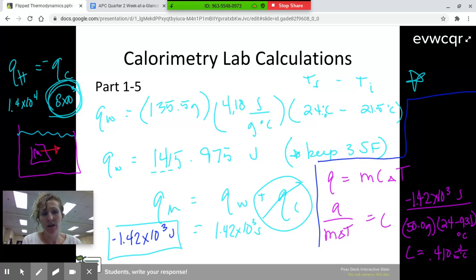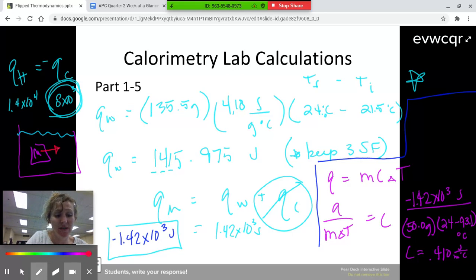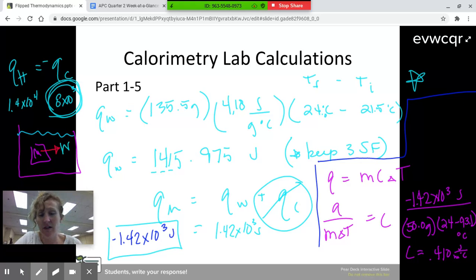So it all depends on the scenario. Like in the last one, Q hot was negative, Q cold was positive. In this one, metal hot is positive, water that's cold is negative. No, that's opposite. Metal that's hot is negative, water that's cold is positive. So it all has to do with what's absorbing and what's giving off. That's why drawing the pictures helps. That's why I wanted you to draw pictures at the end of all of these, because it kind of straightens out your mind as to what's giving off the energy and what's taking in the energy.